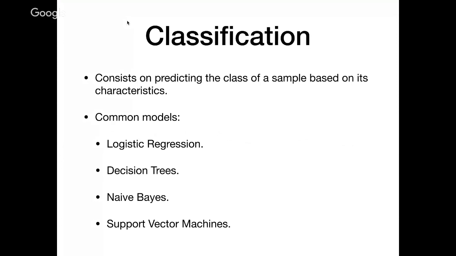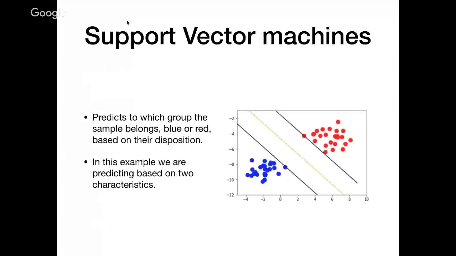Here we have logistic regression. These are the models for classification. Classification consists of predicting the class and grouping together similar objects, similar samples. Like in this, for example, here is a support vector machine. We group together the red samples and the blue samples based on their characteristics.